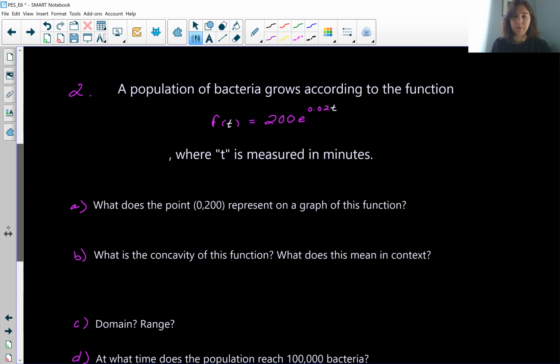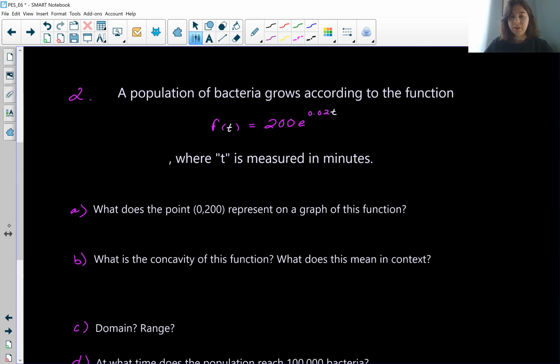So here's our first problem. We have a population of bacteria, and it grows according to the function f(t) = 200 e^(0.02t), and t is going to be measured in minutes. So we can see that it follows the growth formula here. So that is what the form is of that function.